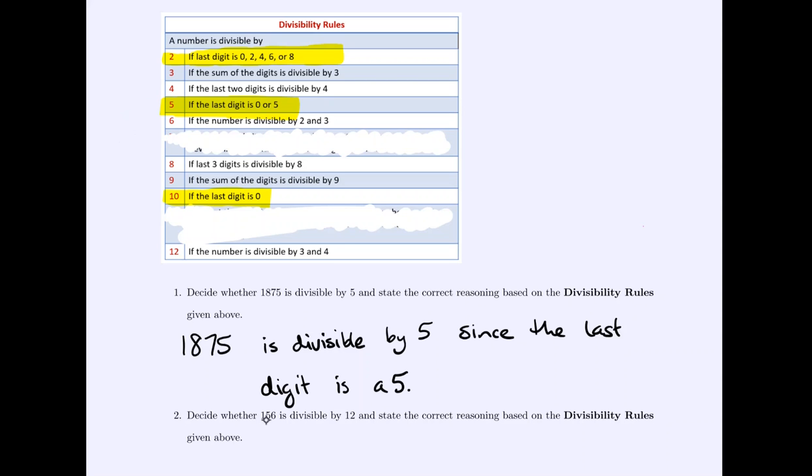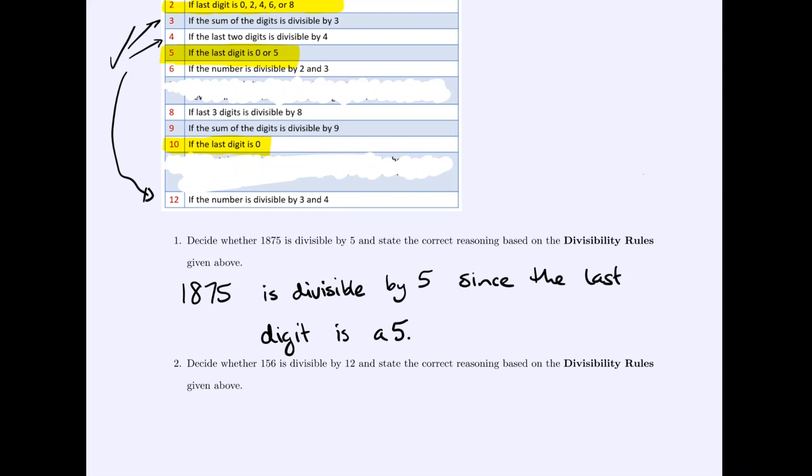Now our next example says state whether 156 is divisible by 12 and use correct reasoning. So in order to see if it's divisible by 12, we first have to check, is it divisible by 3 and is it divisible by 4? If both of these check out, then we know it's divisible by 12. So to check if it's divisible by 2, so 2 divides 156, this is our notation, our question. We look and the last digit is a 2. So that means that 2 does divide 156. Remember, this vertical bar means does divide.